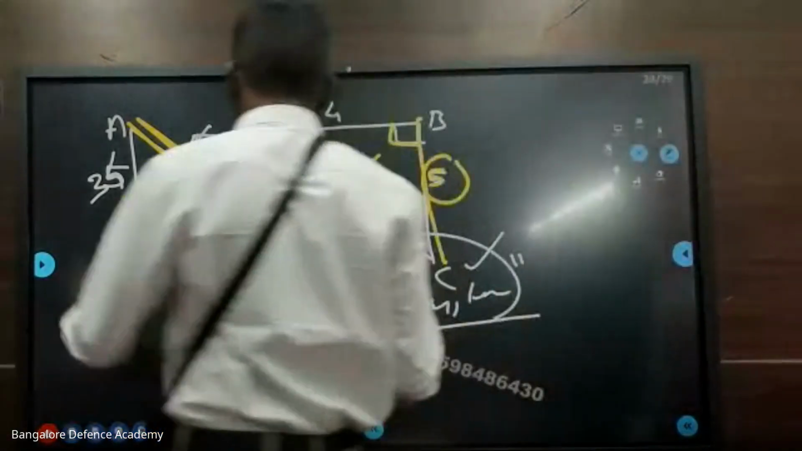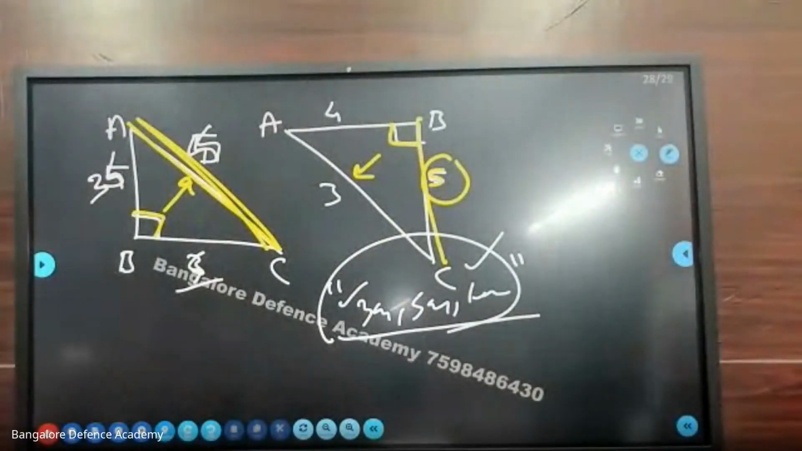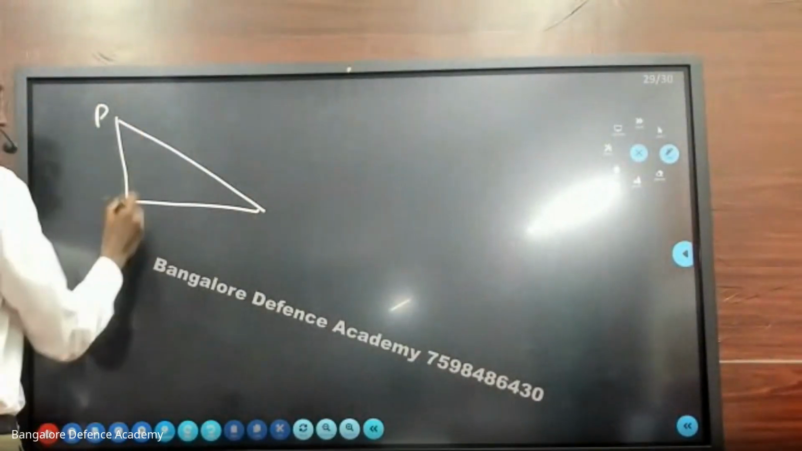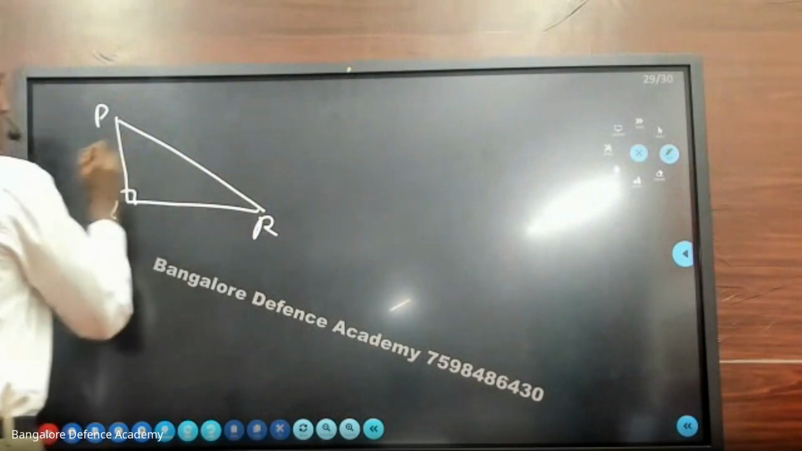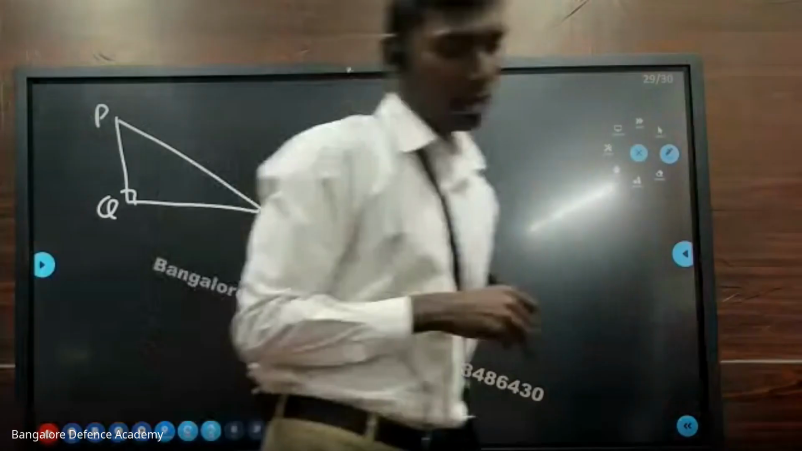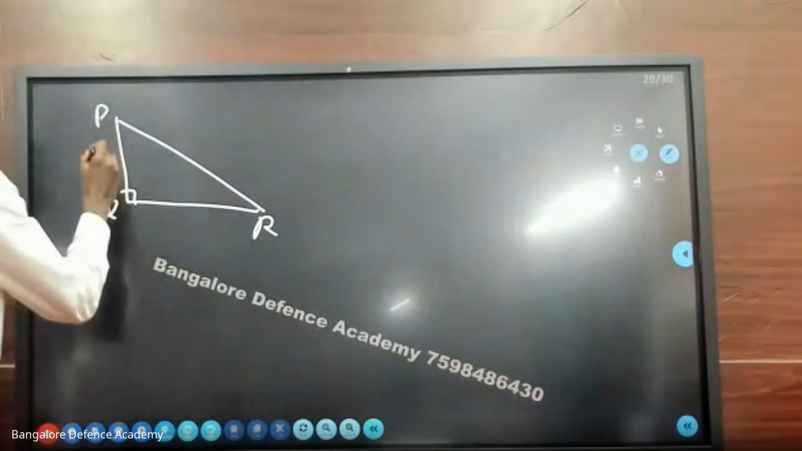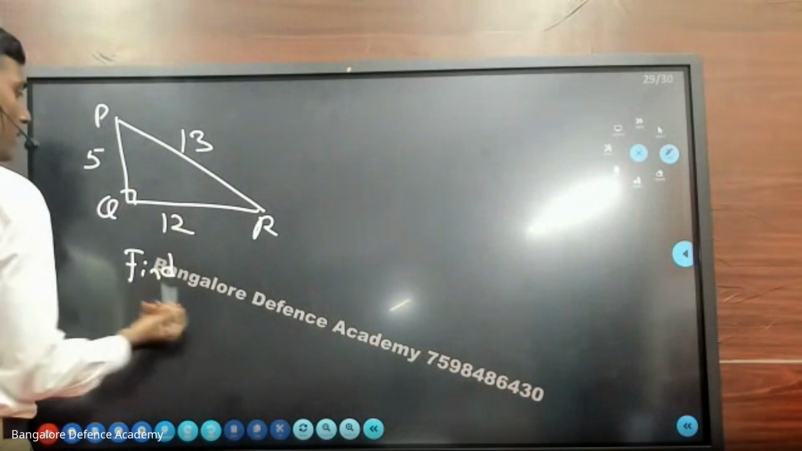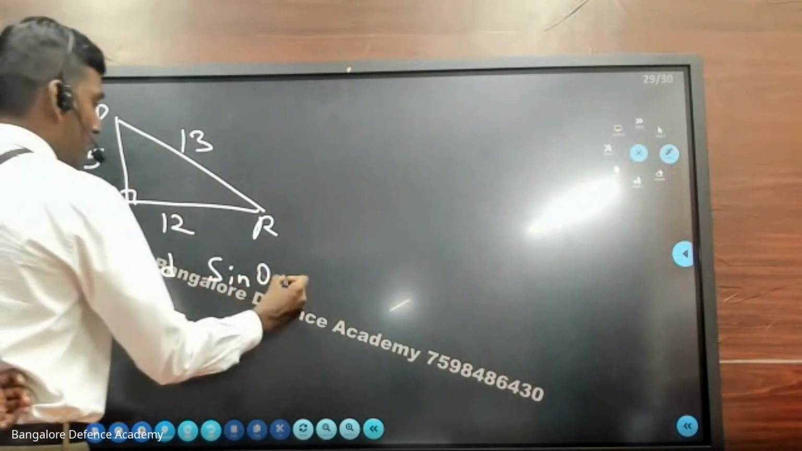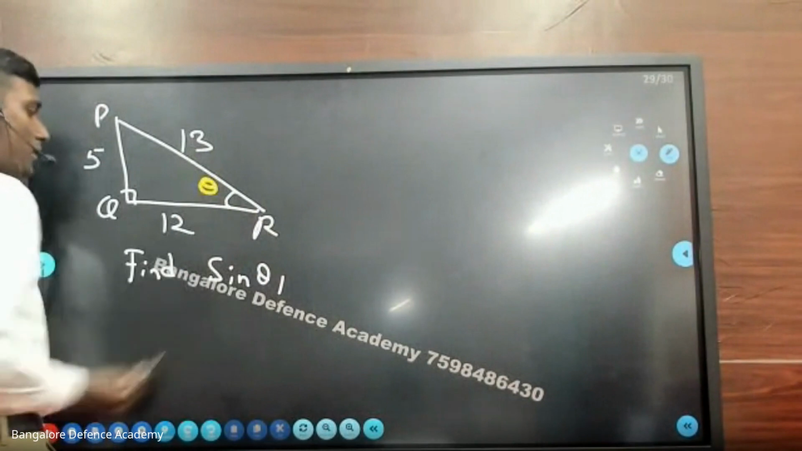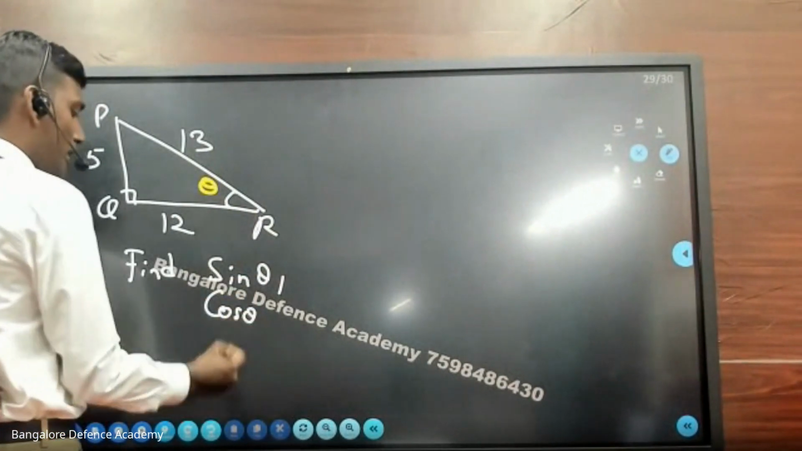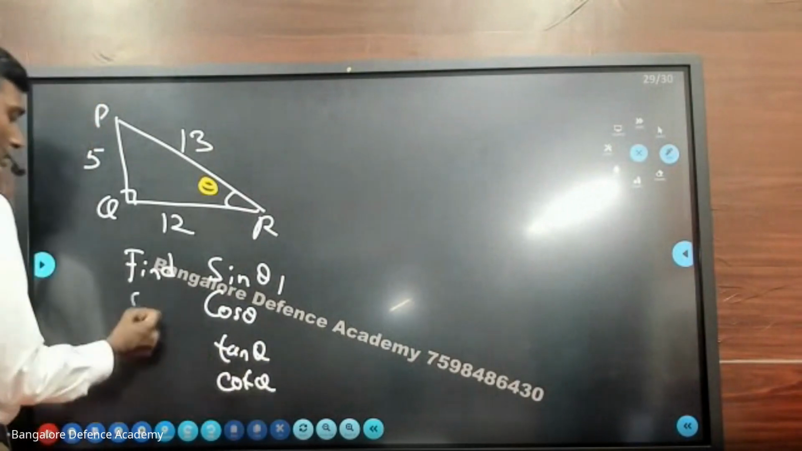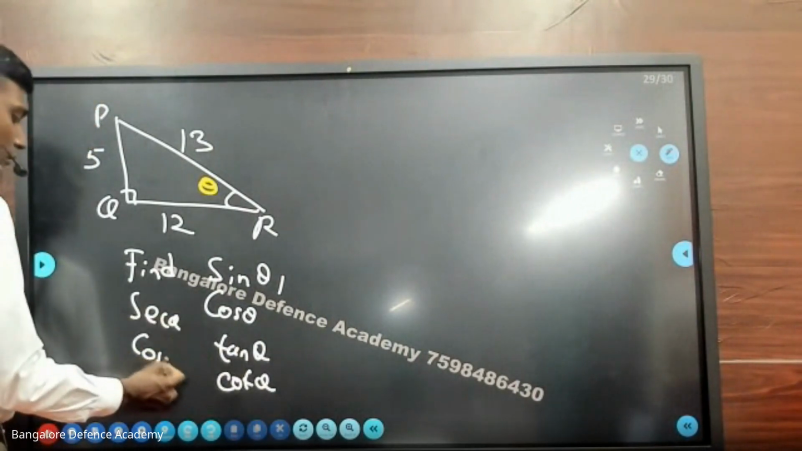So, do you all understand now? Familiar with the right angle triangle? Okay, good. Now, take down this question. This is P, this is Q, this is R. Let me take 5, 12, 13. Find the values of sine theta. Theta is here, I'm taking it as R. Sine theta, cos theta, tan theta, cotangent, secant, and cosecant.